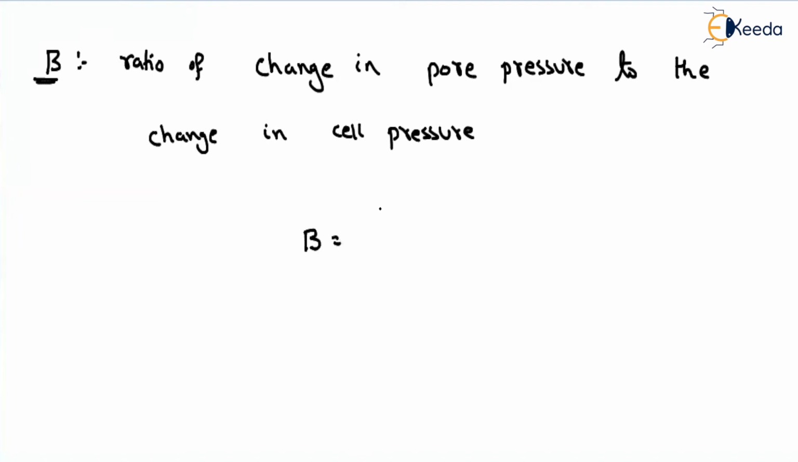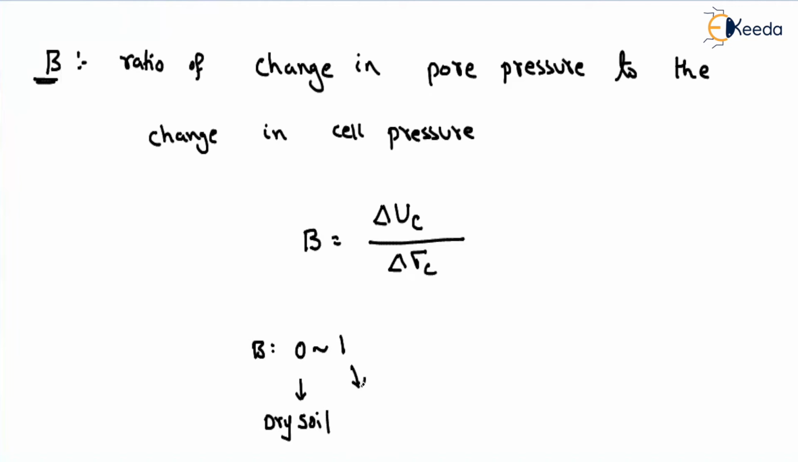So B equals the change in pore pressure, delta U, in the confining stage, I am representing with subscript C, divided by the change in stress in the confining stage. Normally this B value will be in the range between 0 and 1 depending upon the degree of saturation. For dry soil, the B parameter will be equal to 0, and if it is completely saturated, then B will be equal to 1. If it is partially saturated, the value may vary from 0 to 1.